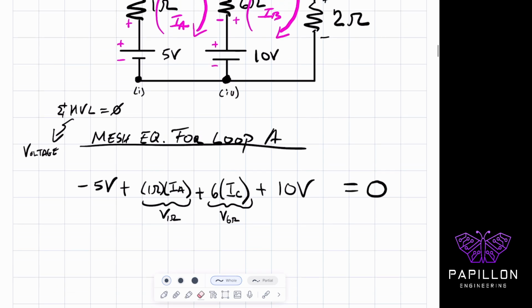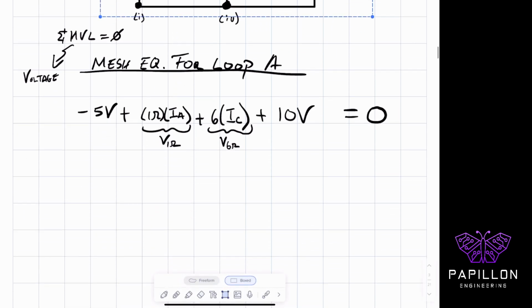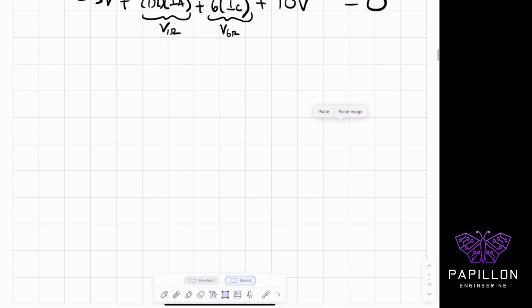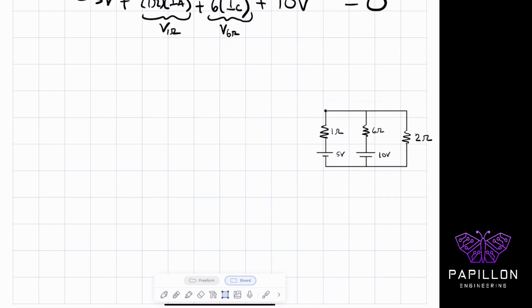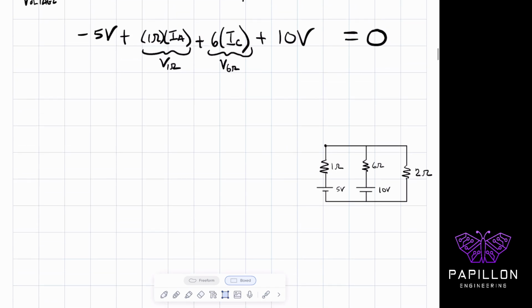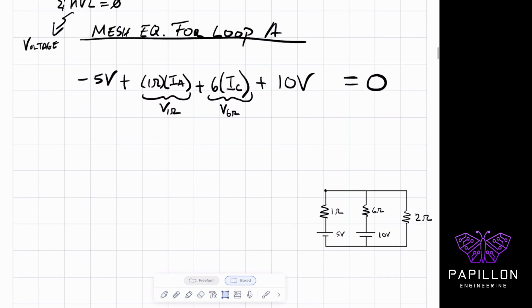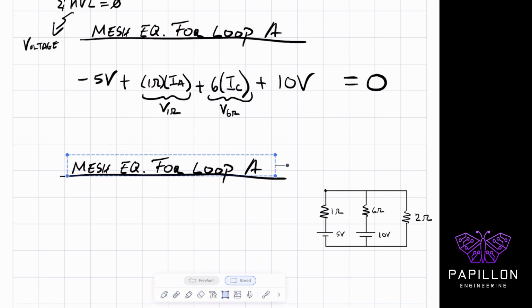If I was to now, let me copy and paste this so you can see it as I go through this. I also have the second loop, and the second loop is also going to be the same approach. So let me just copy and paste to save some time and energy. So here it is. I'm going to copy that, and I'm going to call this, of course, loop B.